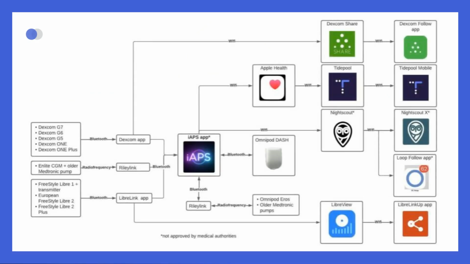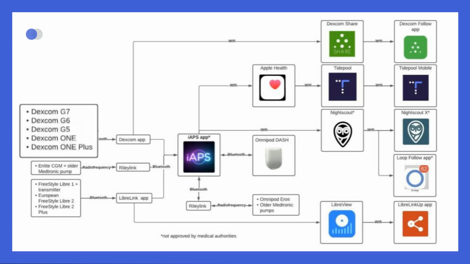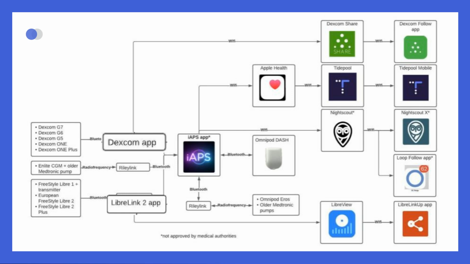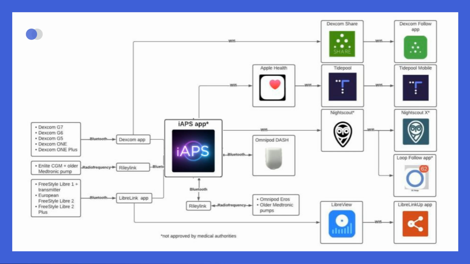Glycemia is measured every 1 to 5 minutes using a glucose sensor, such as Dexcom G6, G7, Dexcom 1 Plus, or Freestyle Libre 2 or Freestyle Libre 2 Plus. After starting your sensor with your Dexcom or LibreLink app, the sensor sends the glucose readings directly to your iAPS app, except for the Dexcom G7 and the Dexcom 1 Plus, where the Dexcom app needs to stay active.